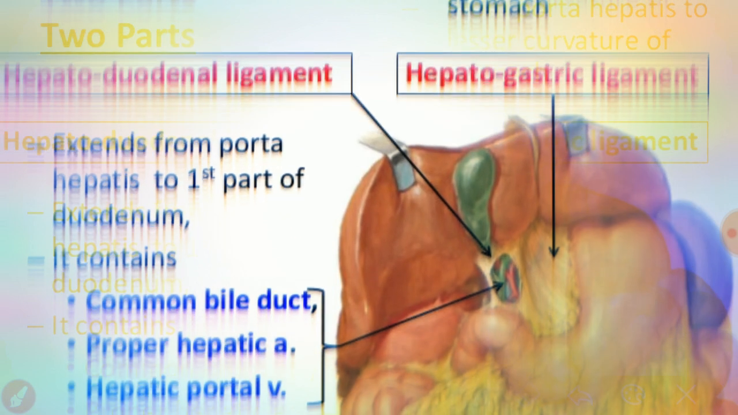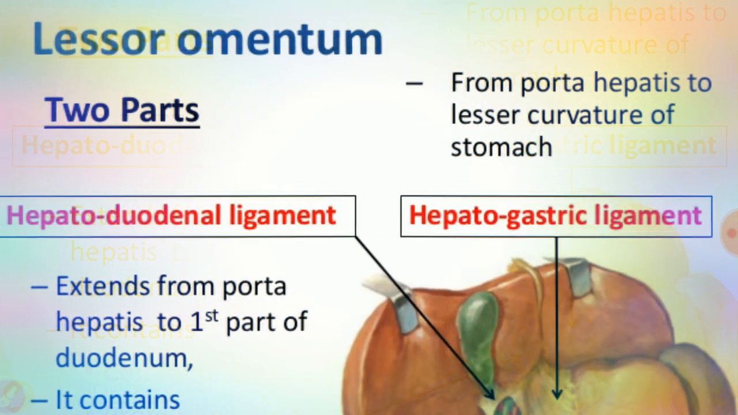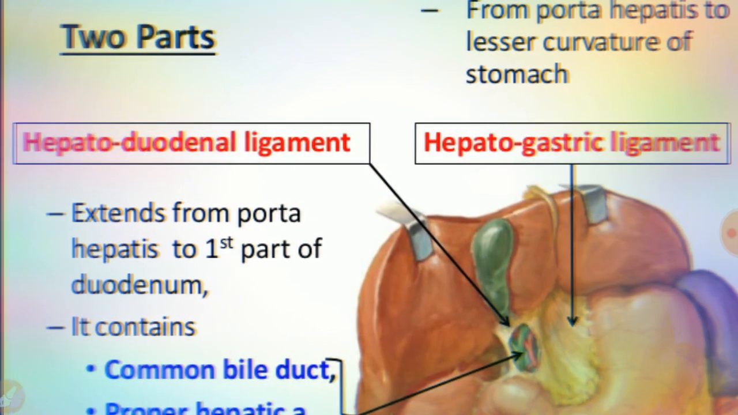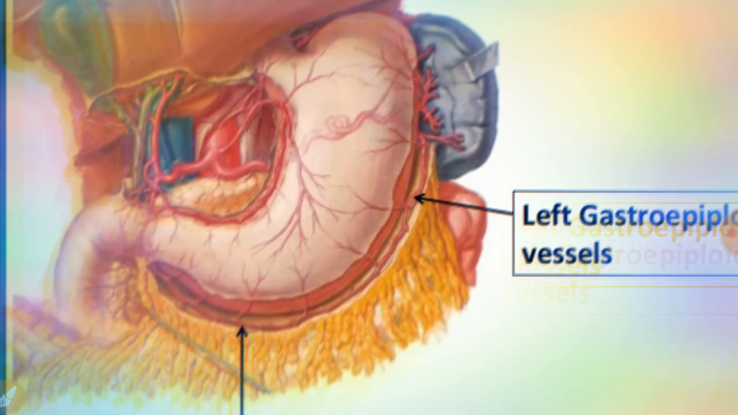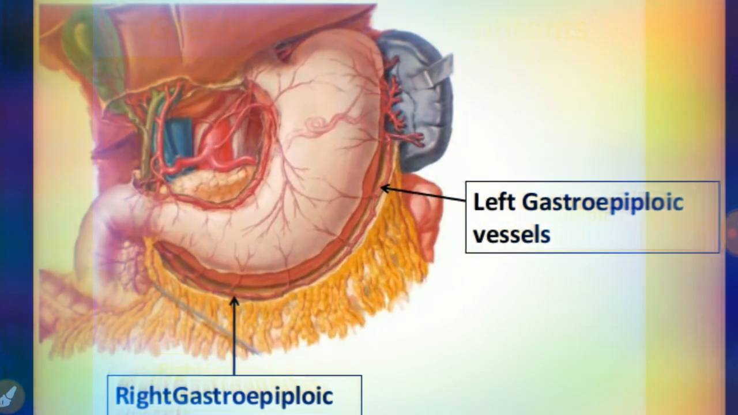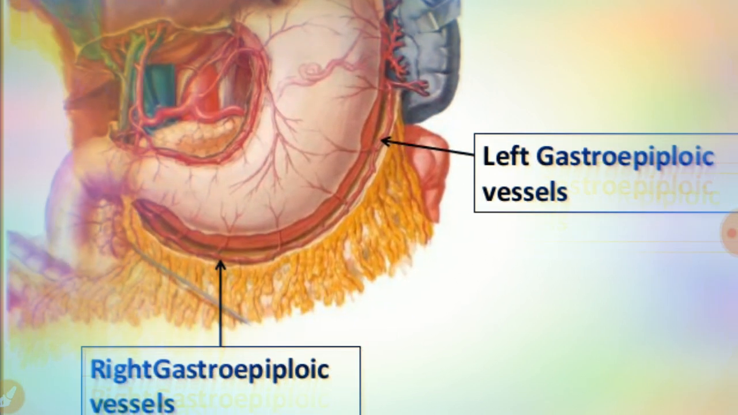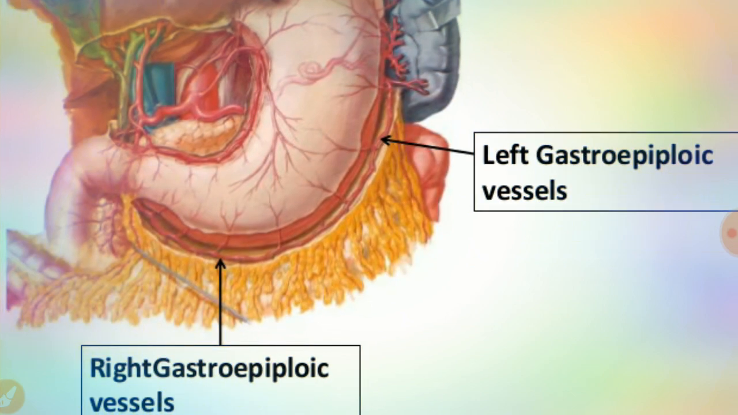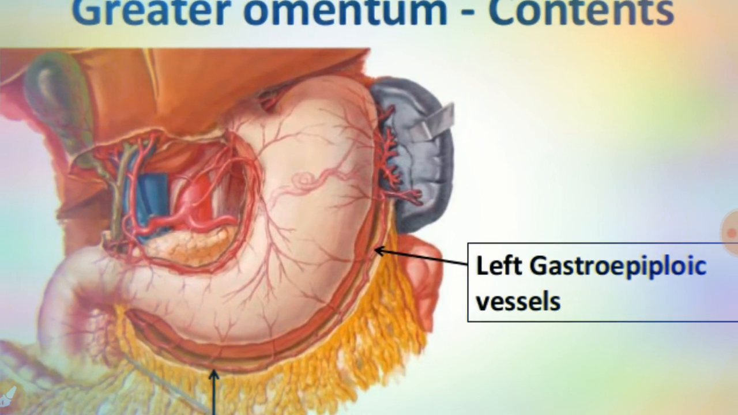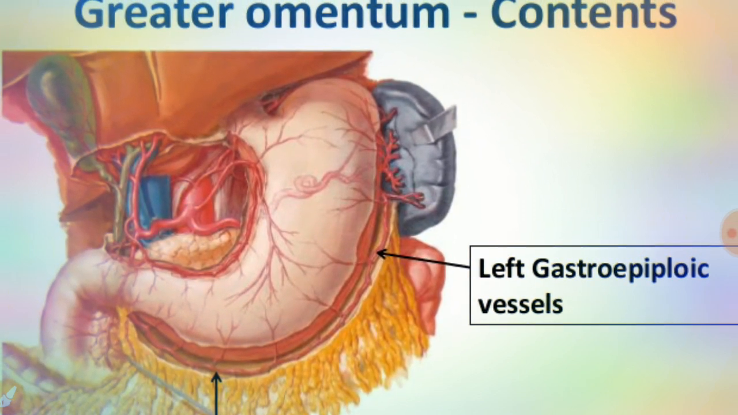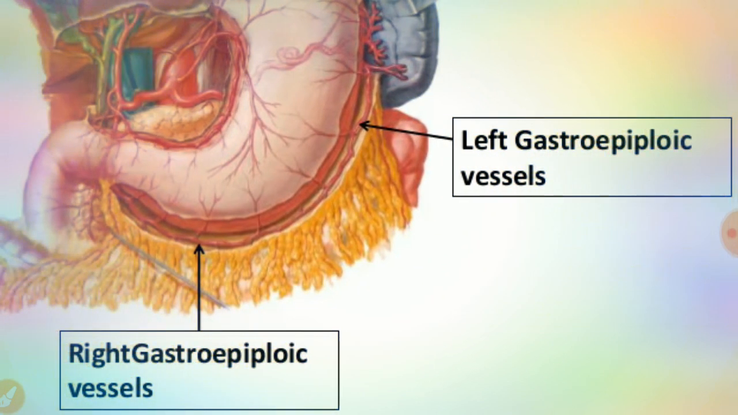We have seen in the previous slide what all the contents are that come under the lesser omentum. Okay. See the contents of the greater omentum: there are only 2 types of contents. The first one is the left gastroepiploic vessels and the second one is the right gastroepiploic vessels. Only these 2 types of vessels come under the greater omentum.